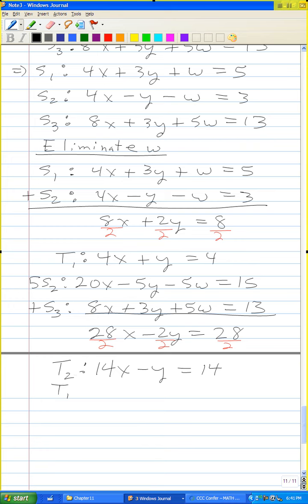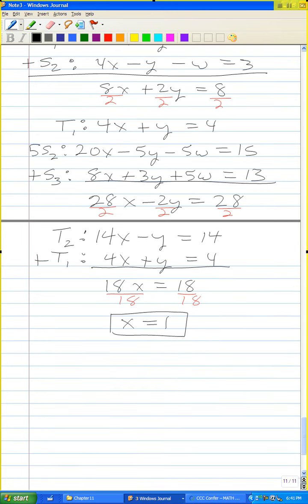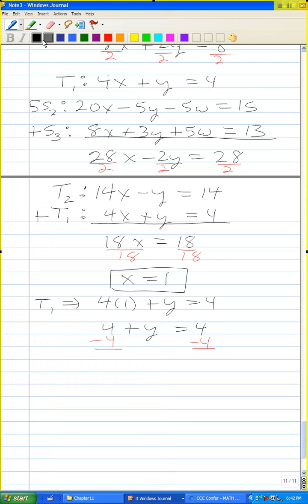Notice if I add T1 plus T2, the y's are going to cancel. And so I get 18x equals 18. Divide by 18. So x is equal to 1. Okay, good. So now I can use, let's say T1, 4x plus y is 4. So 4 plus y is 4. Subtract 4 from both sides of your equation. And so y is equal to 0.